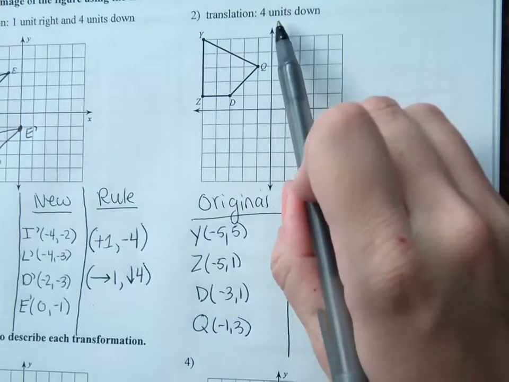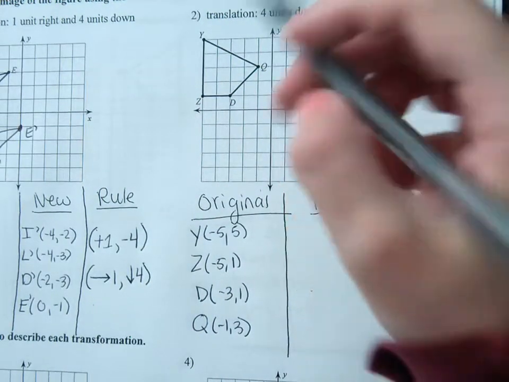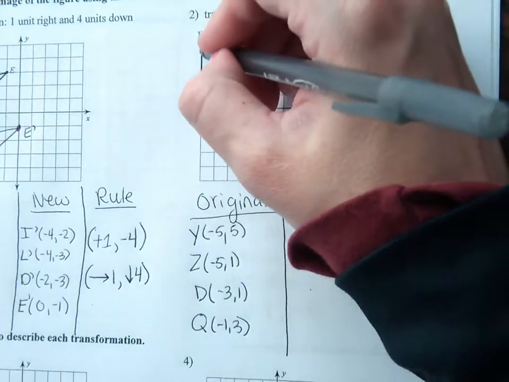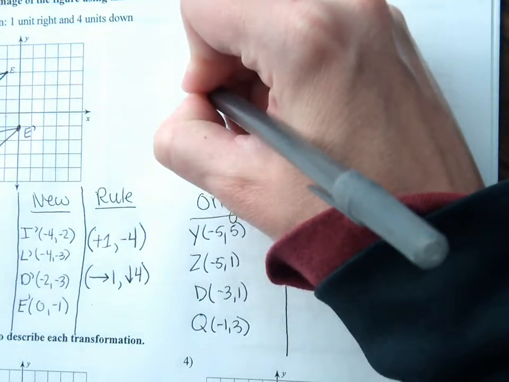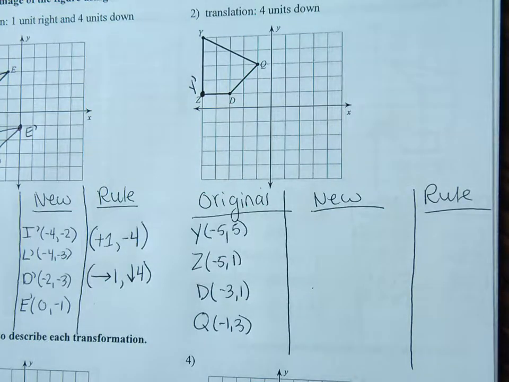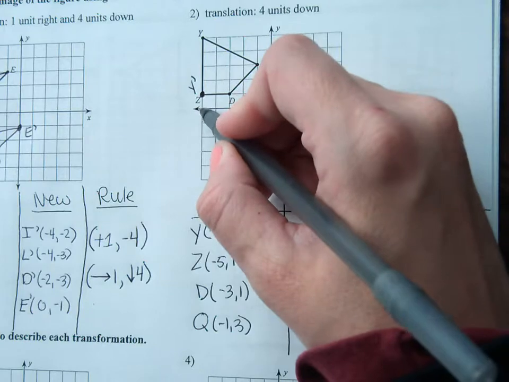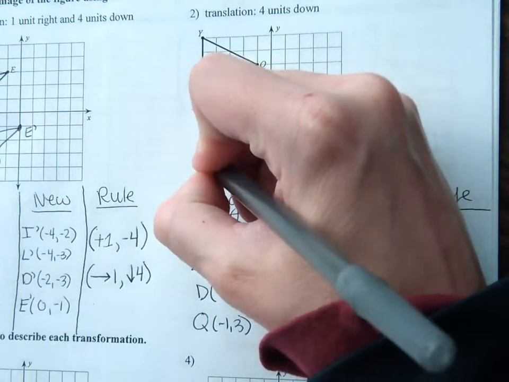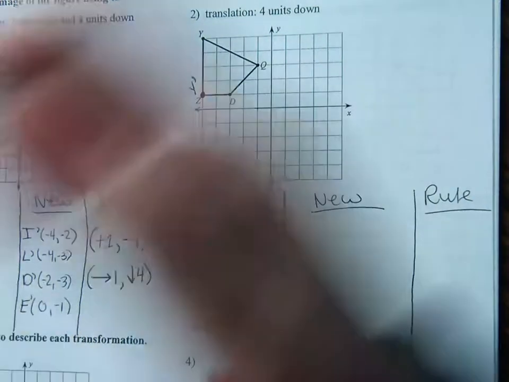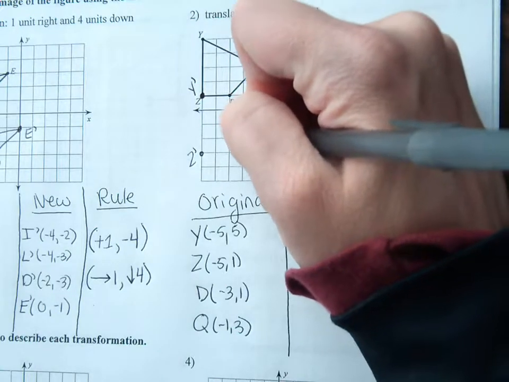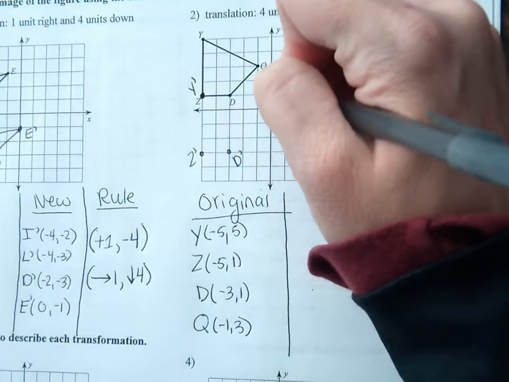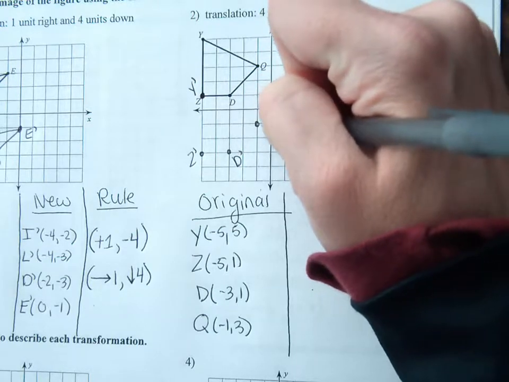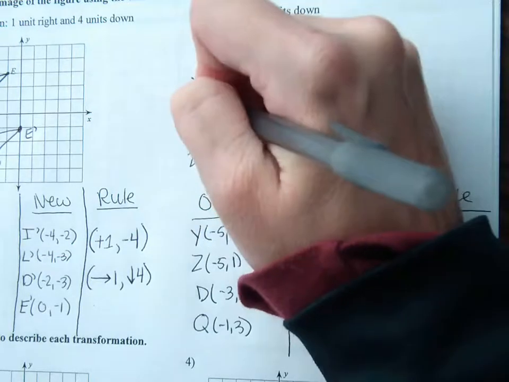Now we need to follow our rule. We're going to go 4 units down. So each point, 1, 2, 3, 4. It's okay if they end up overlapping because sometimes that happens. So Z is 1, 2, 3, 4. D is 1, 2, 3, 4. So D prime. And Q is 1, 2, 3, 4 down. So that's Q prime.